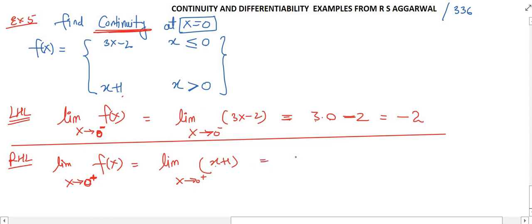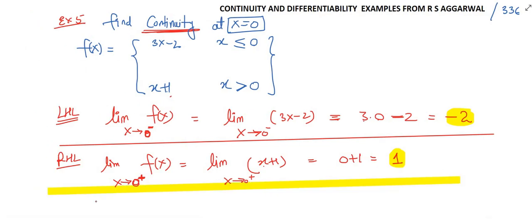And if I put it 0, 0 plus 1, the answer is 1. So you can see first I got minus 2, then I am getting 1. So it's already kind of looking like discontinuous, right? But let's check the next step as well.